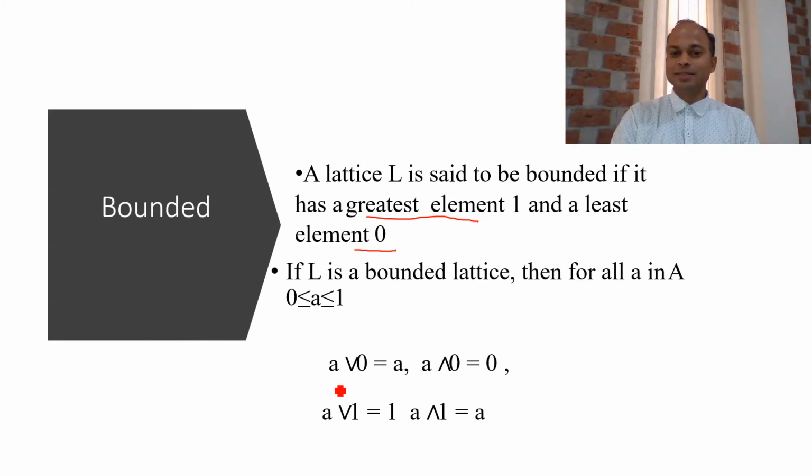If we apply A union with 0, then our result is A. If we apply A intersection with 0, then the result is 0. Similarly, if we apply A union with 1, then the result is 1. If we apply A intersection with 1, then the result is A. Remember, union is basically the least upper bound and intersection is the greatest lower bound.